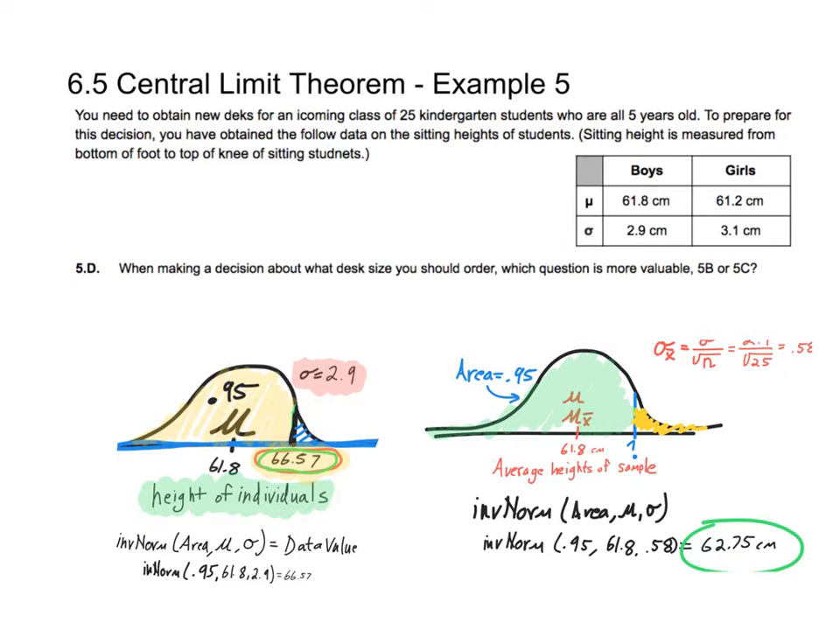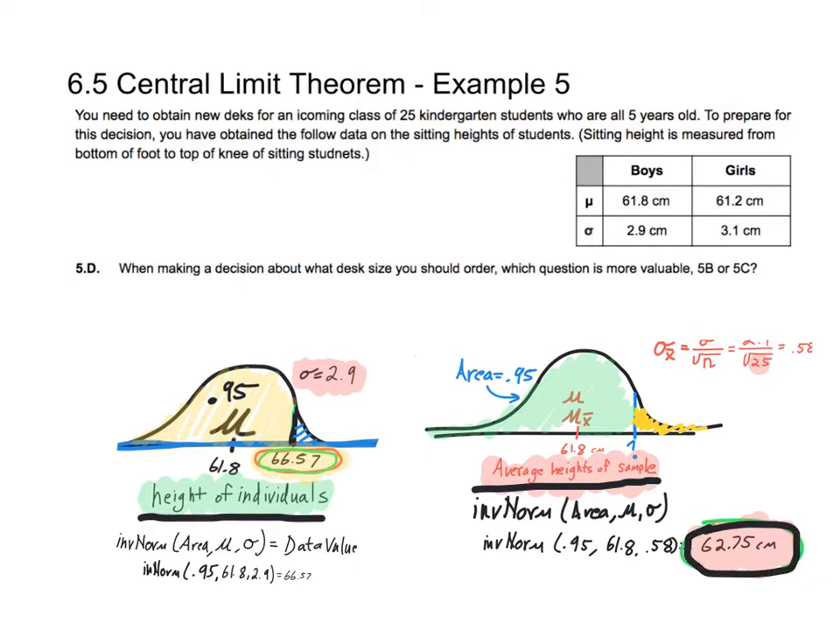Now, on the right-hand side, I've got a similar type of conclusion, but now I'm looking at the average heights of students in the sample. So I've got a sample of 25. I'm grabbing 25 students at a time, and I'm averaging those heights. On average, 95% of those are going to be defined by the height of 62.75. It's really key here to remember what's being measured along the x-axis. On the left-hand side, I'm looking at the height of individual students. On the right-hand side, I'm looking at the average heights of the sample. So on the right-hand side, I've got an average height of 62.75.